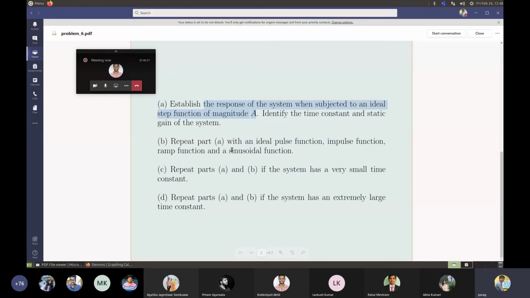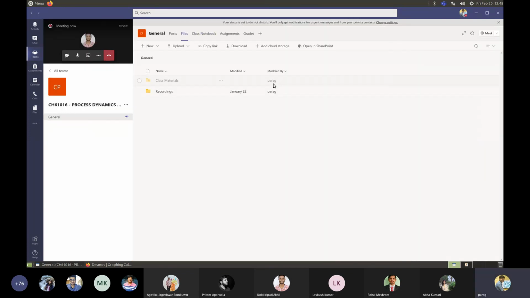Okay. Second, repeat part A with ideal pulse, ideal impulse, and ramp and sinusoidal function. What we did today, instead of dy by dt and so on, you have to solve this problem specifically for this Newton's law of cooling problem. And then parts A and B for pure gain and pure capacity system. Okay, so this is also what we discussed today. So please repeat this. You have 2 weeks time. Please repeat this. And the second problem is this.